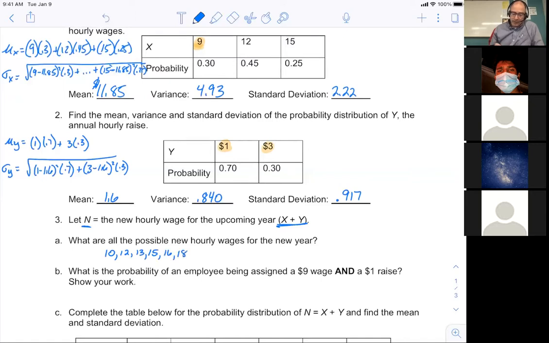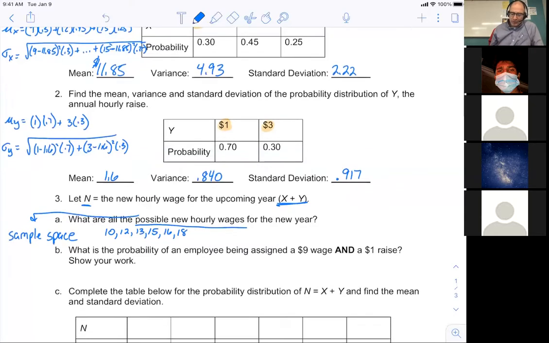Okay, so again, just as a word, if we're trying to remember things, that's another way to remember. My sample space is all possible outcomes. So possible wages is also called my sample space. Just in case, again, this is understanding verbiage when we see it.